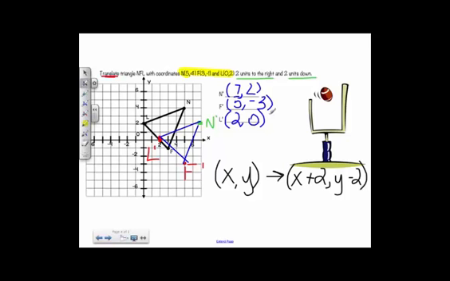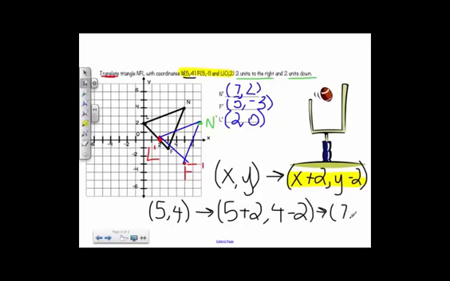Okay? So now let's go ahead and actually apply it to one of these coordinates. So if you see n is 5, 4, so if I take 5, 4, and I do what it tells me to do right here, I'm going to just apply it to this rule, I end up getting 5 plus 2, and then I also end up getting 4 minus 2, which turns into 7, 2, which is what I had as my n prime. So that's how you can apply the rule if you don't have to graph it out.